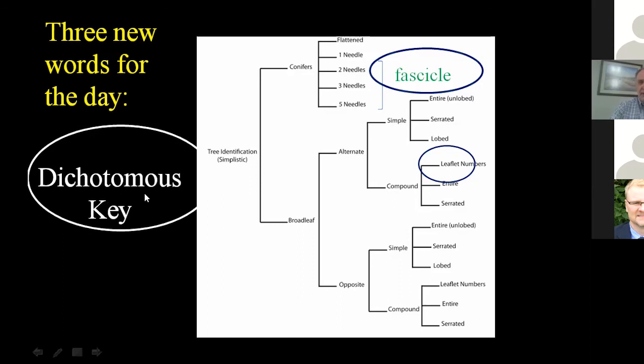Dichotomous key is simply a key of progression, getting you closer to where you need to be. Fascicle is simply a bundle of needles. And leaflet is that a leaf can be simple, just one blade, or it can be made up of a compound of blades. Let me give you a real quick situation that happens to us all the time.